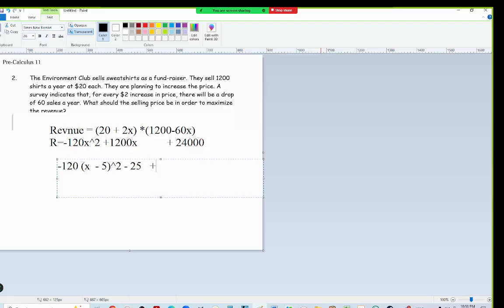So 20 times 120 would be 2,400. 5 times 120 would be 600. So the total would be 3,000, because it's minus 25 times minus 120. Okay, what's the total there? 27,000. So what's my X and what's my Y, my vertex?